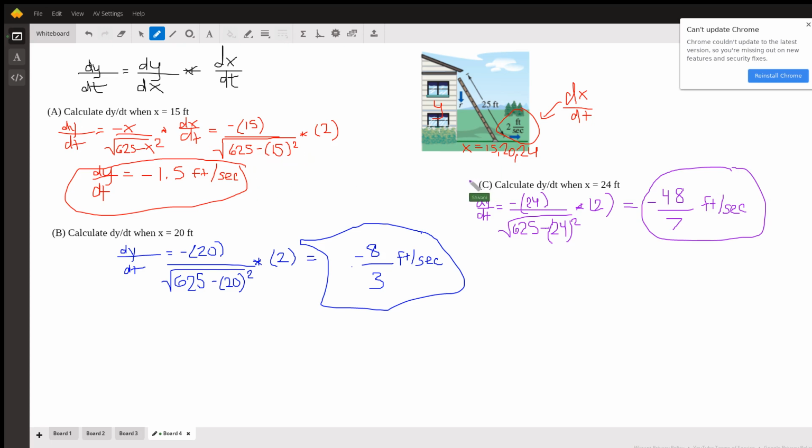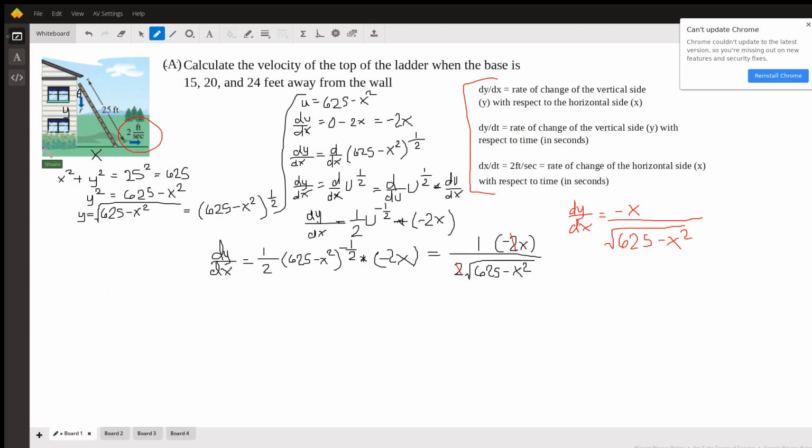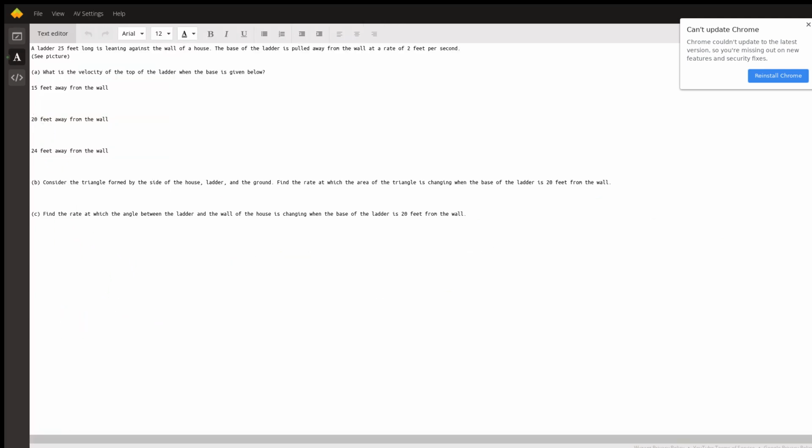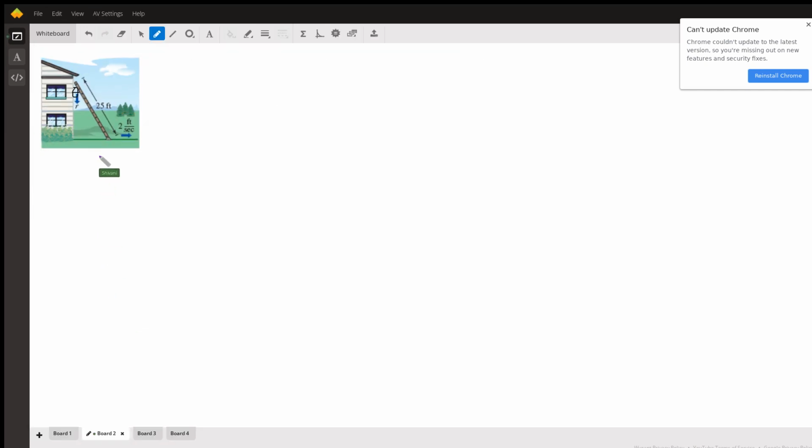So let's move on to the second part of this question, which is: consider the triangle formed by the side of the house, the ladder, and the ground. Find the rate at which the area of the triangle is changing when the base of the ladder is 20 feet from the wall. Okay, so the area of a triangle, if you recall, is just going to be 1/2 times x times y. So 1/2 times base times height of the triangle.